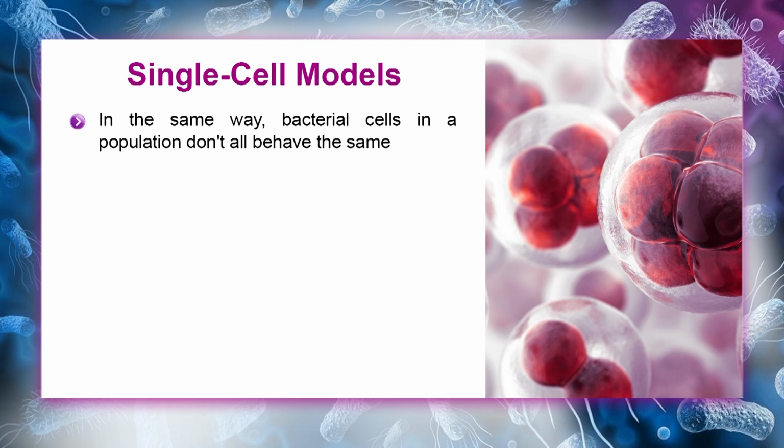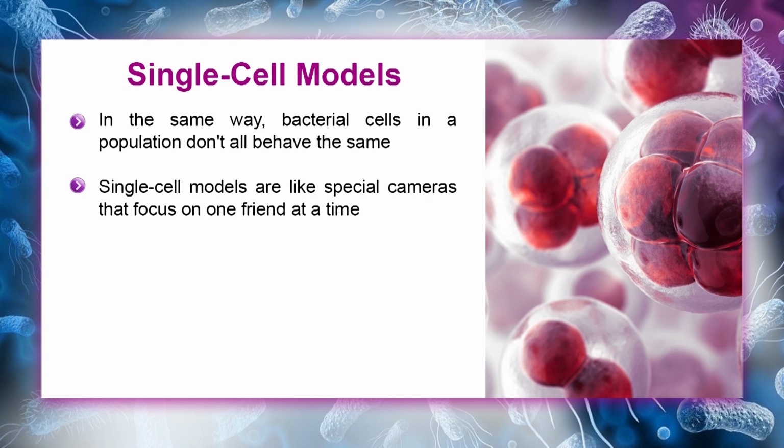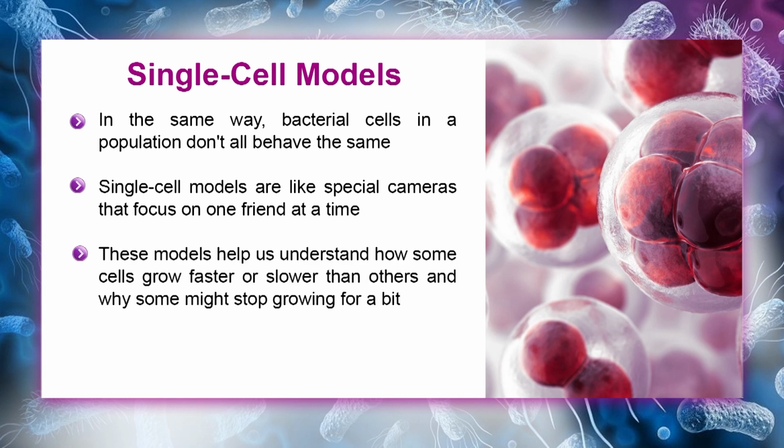They can grow at different rates and some might pause their growth for a while. Single cell models are like special cameras that focus on one friend at a time. Instead of looking at the whole group, they watch each bacterial cell separately. These models help us understand how some cells grow faster or slower than others and why some might stop growing for a bit.